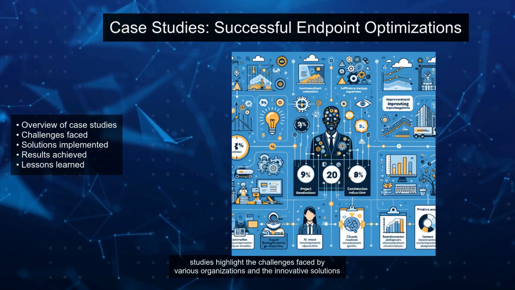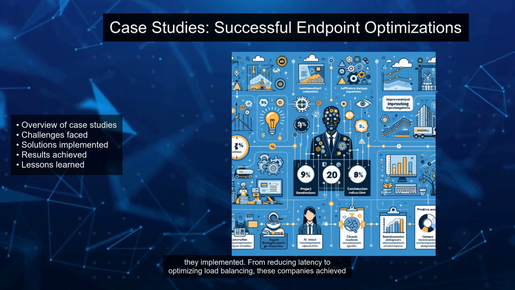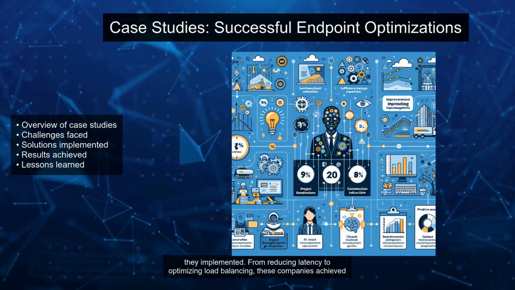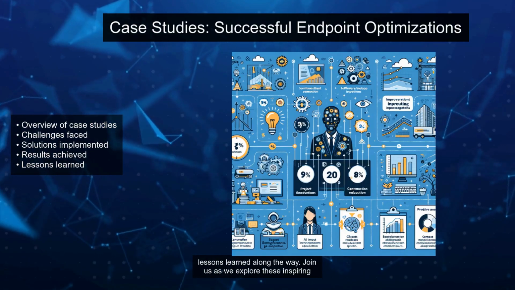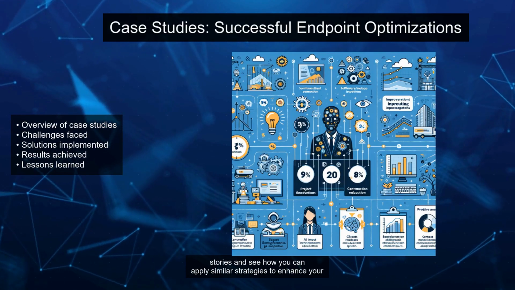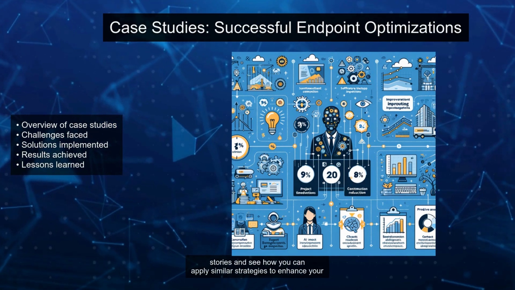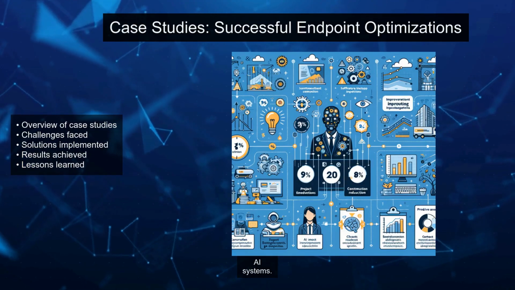Let's look at some real-world examples of successful endpoint optimizations. These case studies highlight the challenges faced by various organizations and the innovative solutions they implemented. From reducing latency to optimizing load balancing, these companies achieved remarkable results. We'll discuss the strategies used, the outcomes achieved, and the lessons learned along the way. Join us as we explore these inspiring stories and see how you can apply similar strategies to enhance your AI systems.